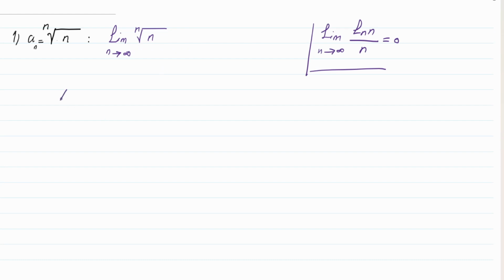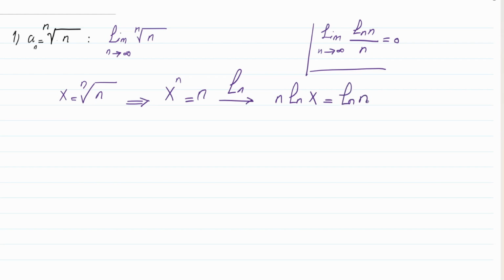Let's define x equal to the nth root of n. Then we have x to the power of n equals n. If we take the natural log from both sides, we can write the expression that n times natural log x equals natural log n. Then the natural log x is equal to natural log n over n.